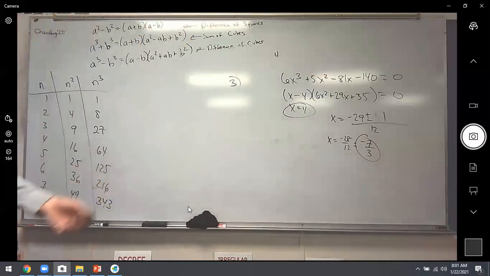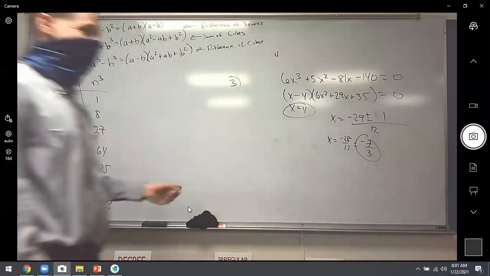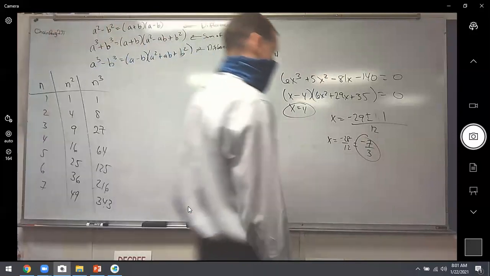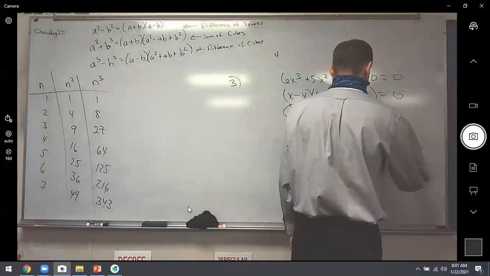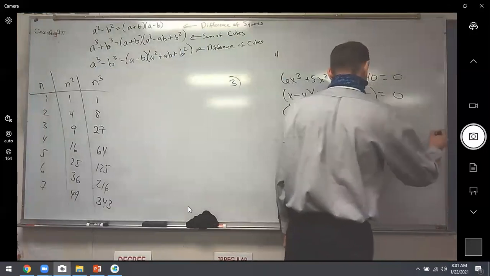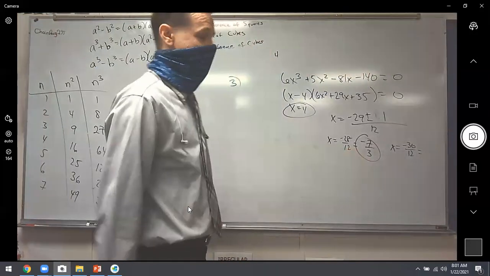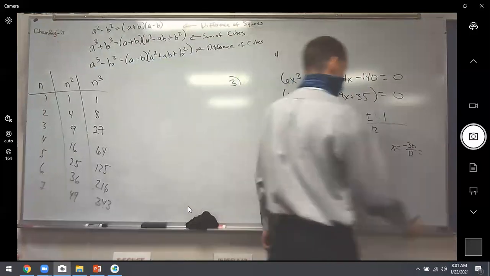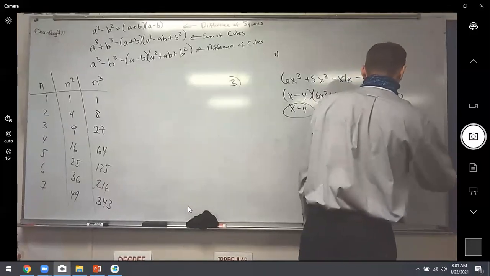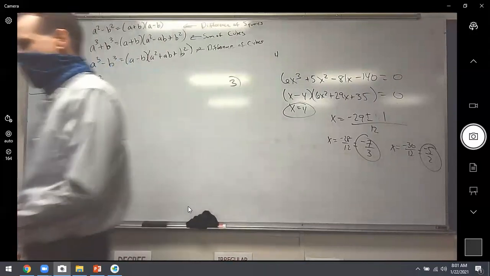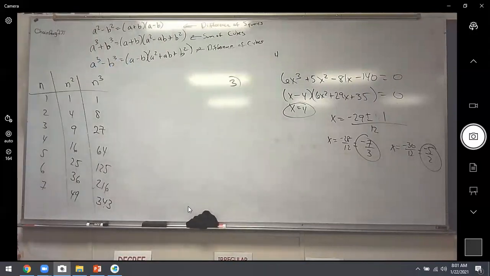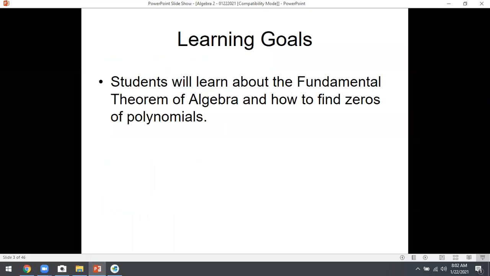And you should probably do the other one also. The negative 29 minus 1 is negative 30. So the other answer will be negative 30 over 12, which again does reduce because 6 goes into both of those. And you get negative 5/2. So a couple weird fraction answers there. But so what? It is what it is. There's 3 answers. There's a third degree. Life is good. And that's kind of the main point of that.